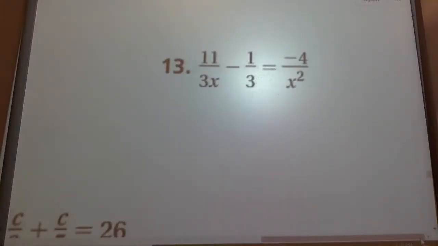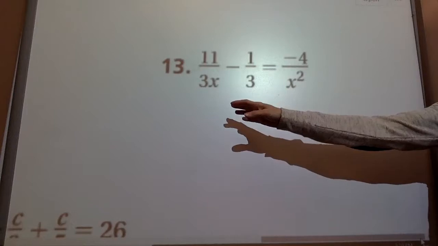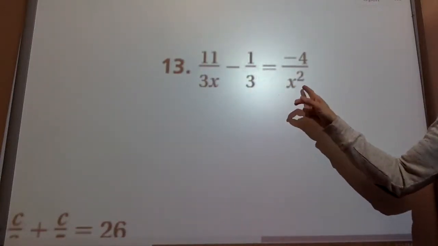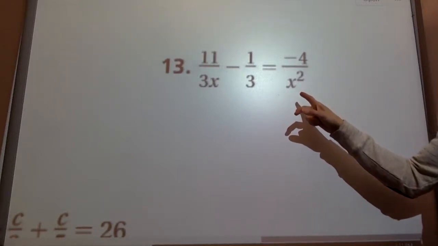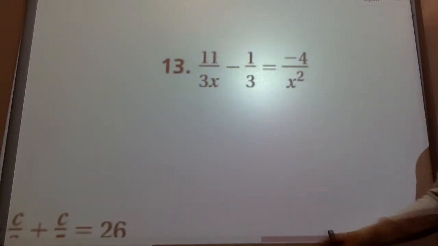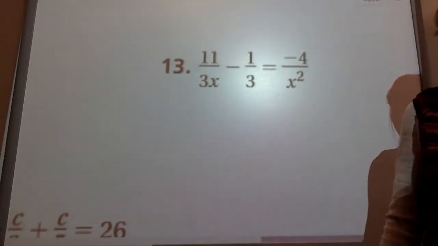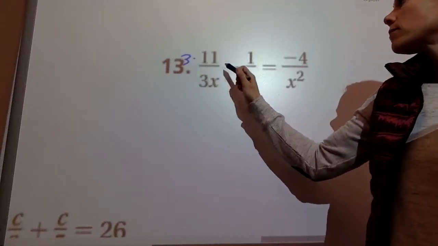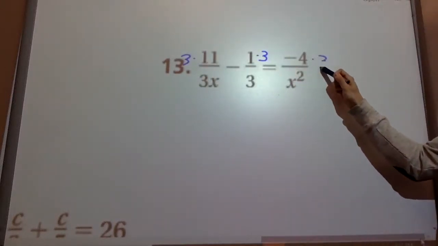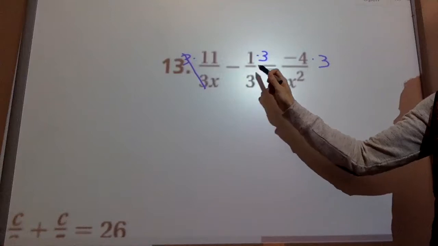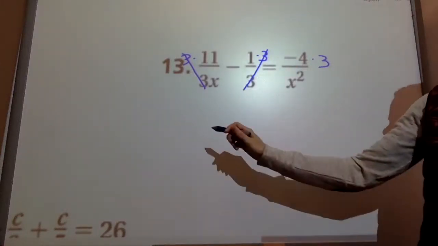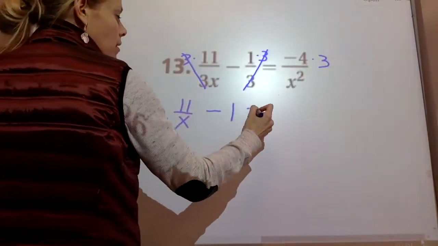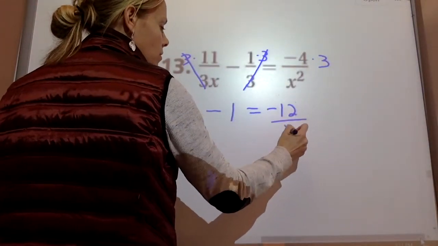The number 13 example, you should notice what do I have on the bottom? A 3 and an x, and this one has 2 x's actually, okay? So I'm going to multiply everything by what? Which one do you want to do first? 3? Multiply everything by 3. So 3, 3, 3. But if 3 is on top and bottom, they're going to cancel out, right? So I'm going to get 11 over x minus 1 equals negative 12 over x squared.